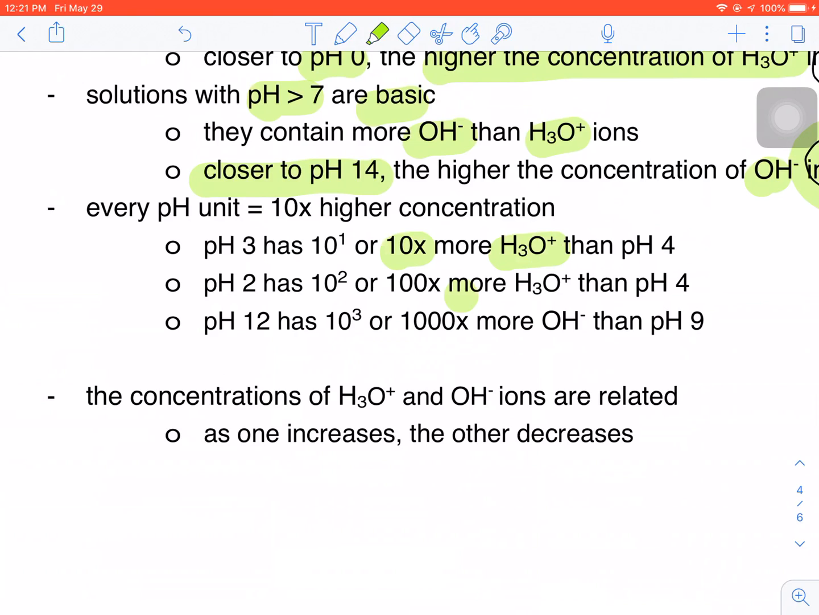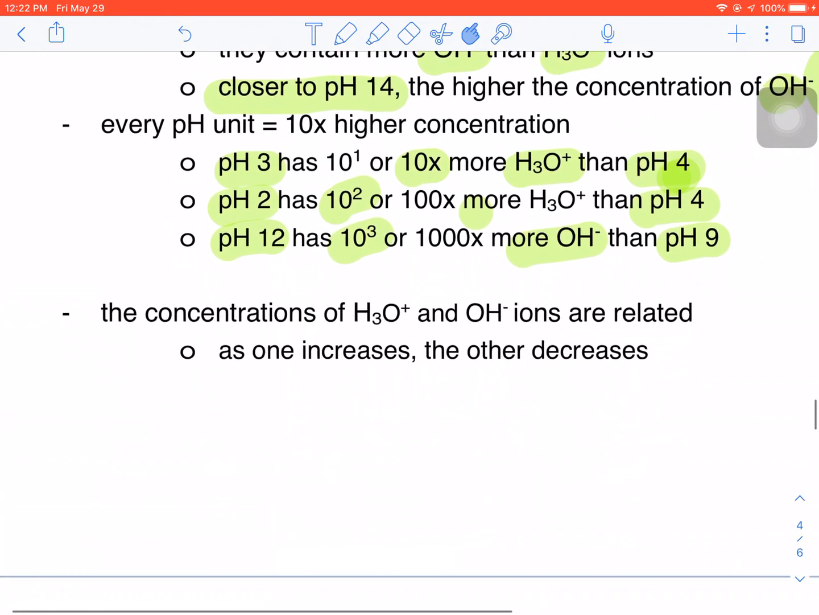If I change by 2 pH units, it's different from when I compare 3 to 4, where there's only 1 pH unit difference, which is 10 to the 1, or 10 times. If I compare a pH 2 to a pH 4 solution, with two beakers in front of me, the one that's pH 2 has 10 to the 2 times more hydronium, because there's 2 pH units difference between the two. And if I look at pH 12 in one beaker and pH 9 in another, the pH 12 has more hydroxide ion, and because it's 3 units higher, it has 10 to the 3, which is 10 times 10 times 10, or 1,000 times more hydroxide than pH 9. So you can see that with a scale that goes from 0 to 14, I can talk about a huge range of concentrations of hydronium and hydroxide ions.